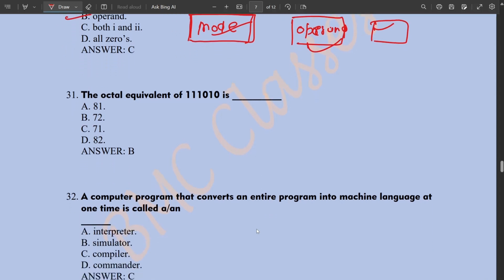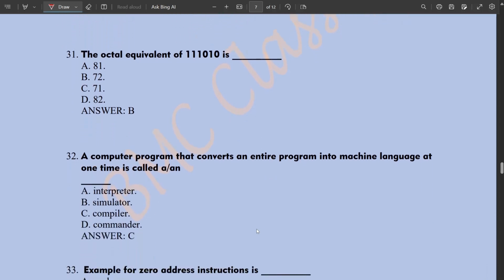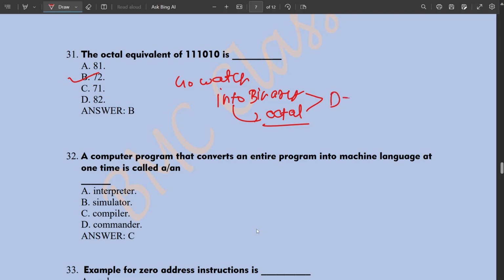Next, the octal equivalent of 111010. Option number B is correct. Go and watch how to change into octal from decimal and binary. Okay.